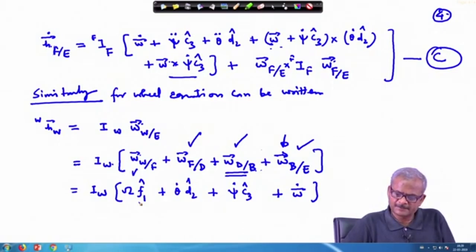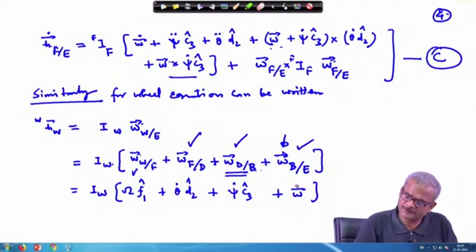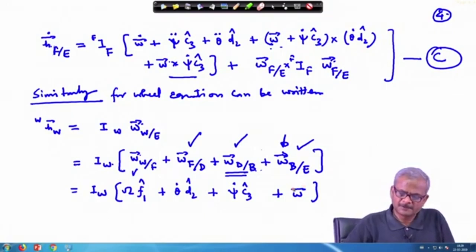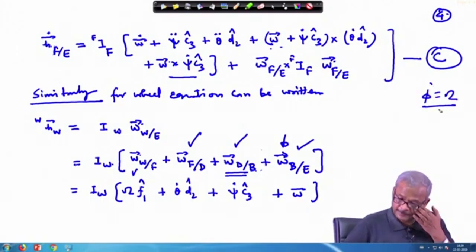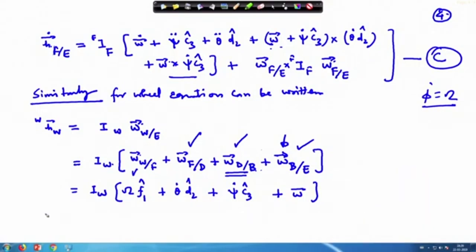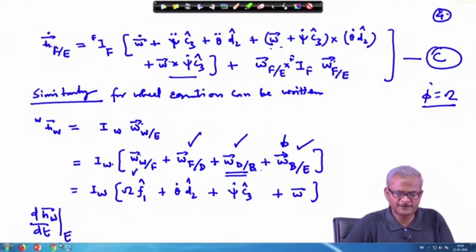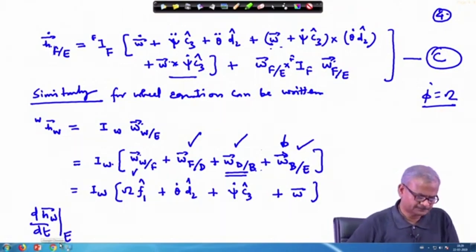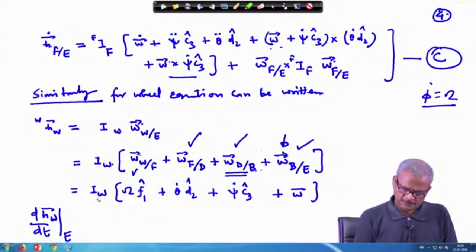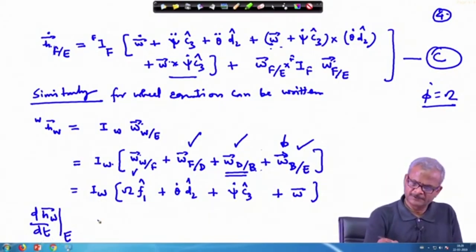Now, we need to differentiate this part again. This is not omega dot, omega dot will come in the next step. And here this capital omega, which we have replaced phi dot by, you can keep phi dot as well, it does not matter. So, the next step involves differentiating this dh by dt, with respect to the E frame, the inertial frame, how it is changing. So, we can do that on the next page.